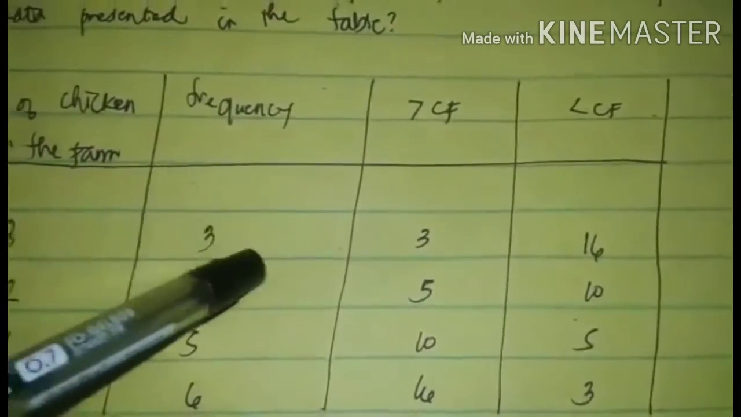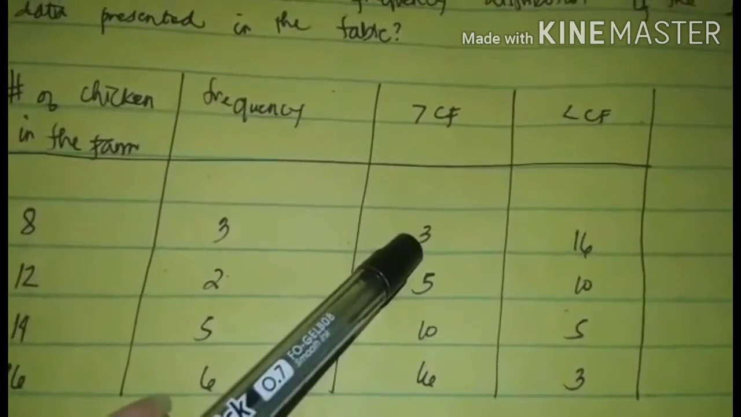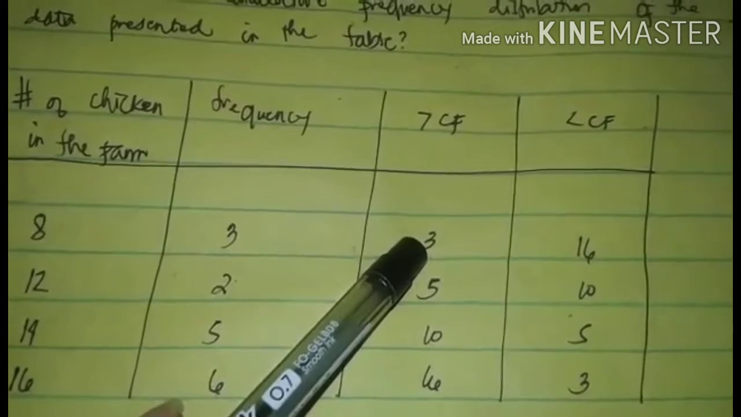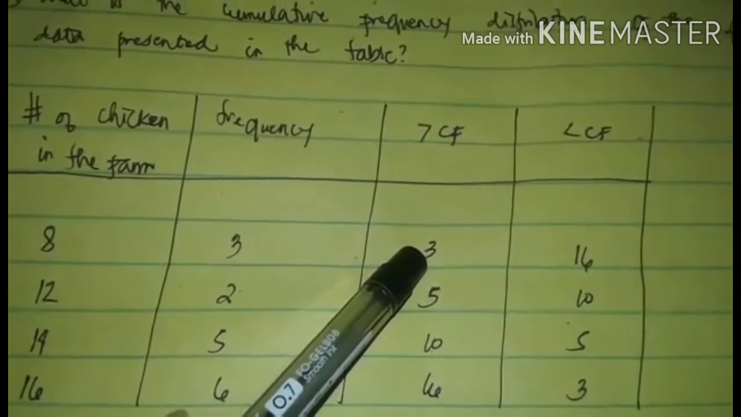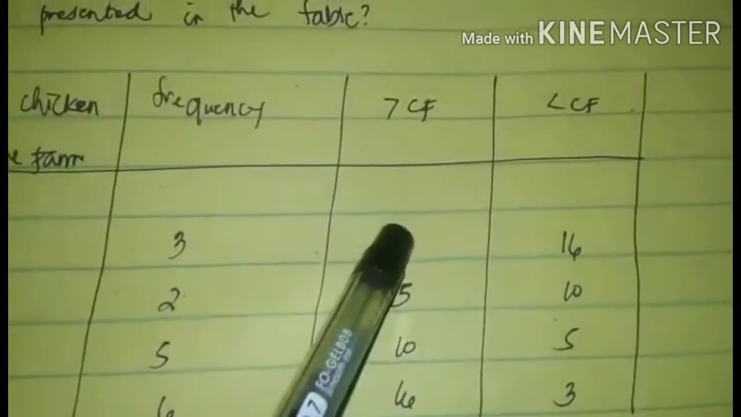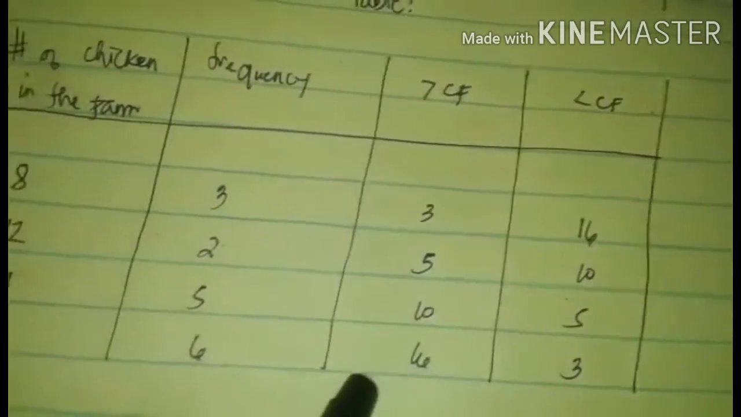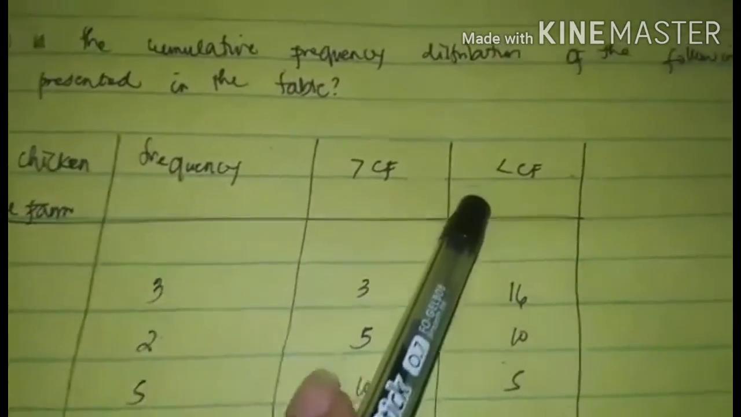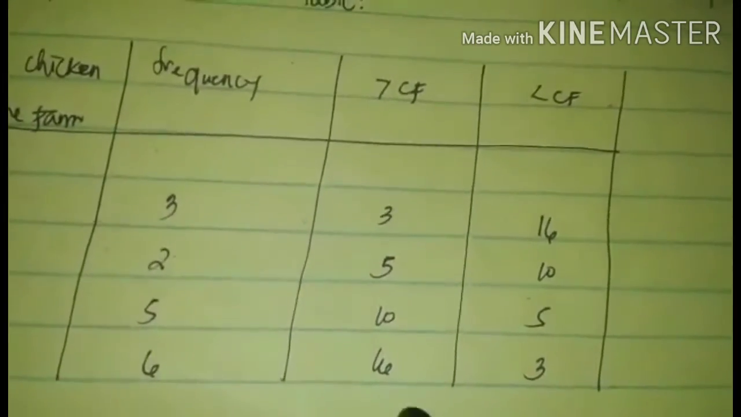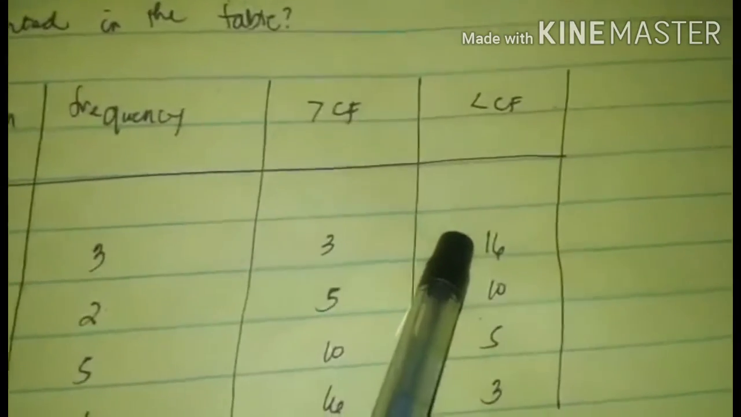Or shall I say, the preceding number. So we have 3 plus 2 equals 5, then 10, and then 16. For the greater than cumulative frequency, we are about to place it in decreasing form. So we have 16, 10, 5, and 3.